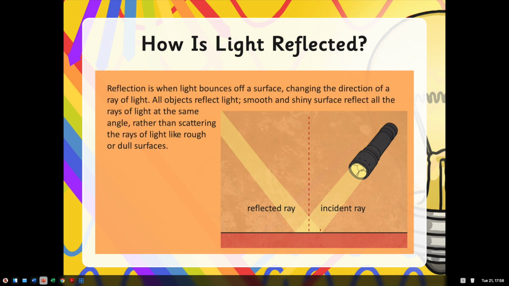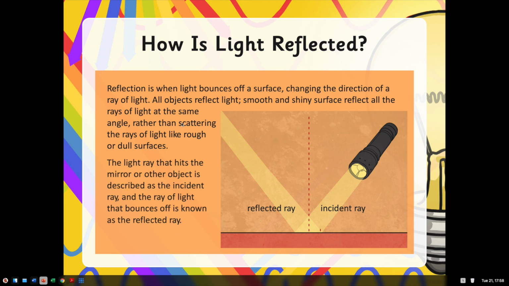Reflection is when light bounces off of a surface, changing the direction of the ray of light. All objects reflect light. Smooth and shiny surfaces reflect all of the rays of light at the same angle, rather than scattering. So notice there it says all objects reflect light, not just some, they all reflect it. It's just that the shinier surfaces reflect it so that you can see it more clearly.